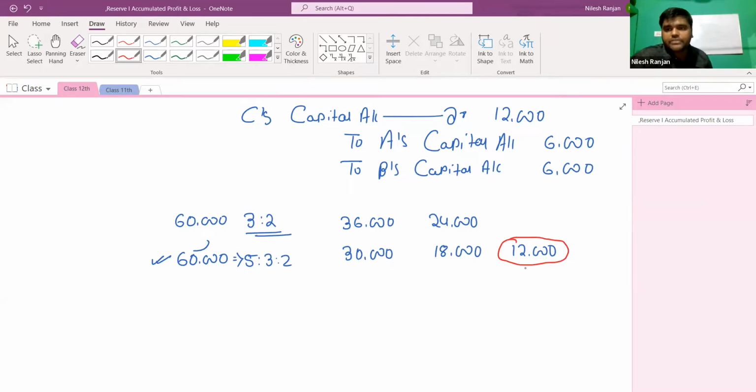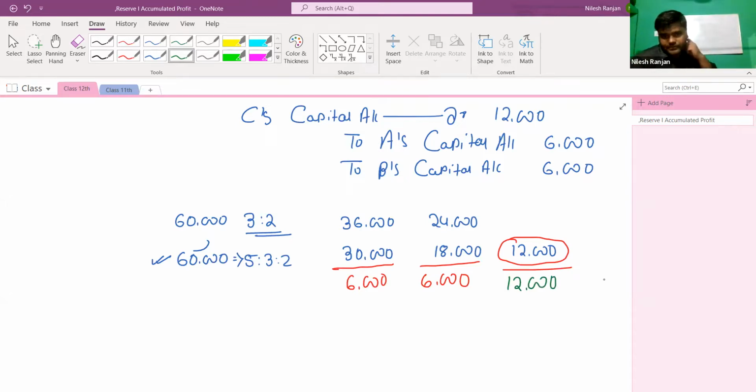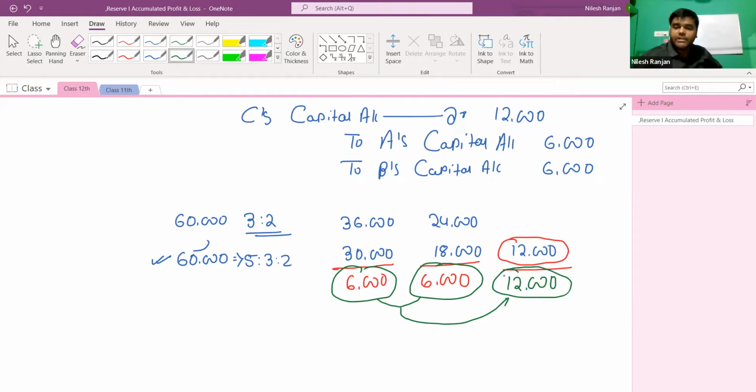So it is not the correct treatment. We have to take 6,000, because there is a loss of 6,000 to A, a loss of 6,000 to B, and a profit of 12,000 to C. So A will get 6,000 and B will get 6,000 from C. C will get 12,000 in future, but A and B are recovering that amount right now from C. So there will be no benefit or loss for C.